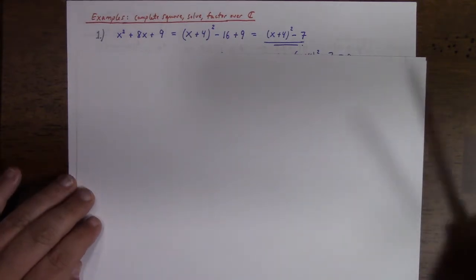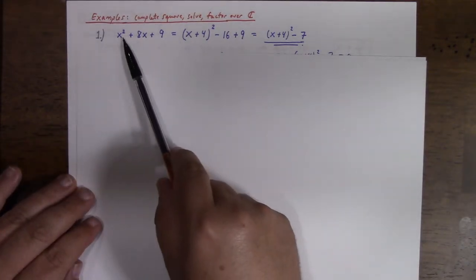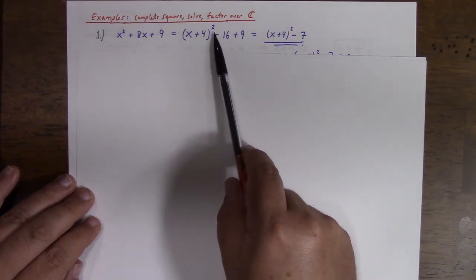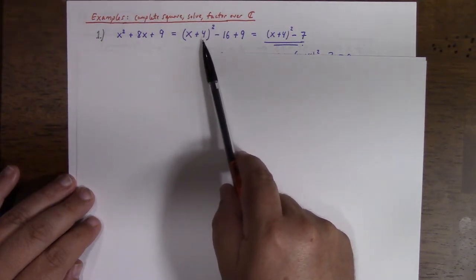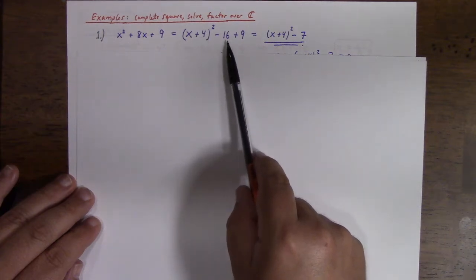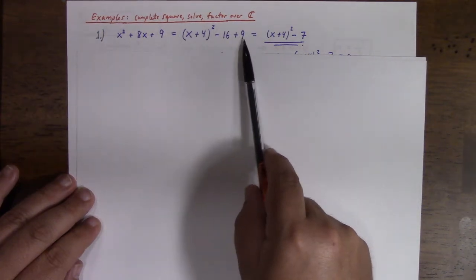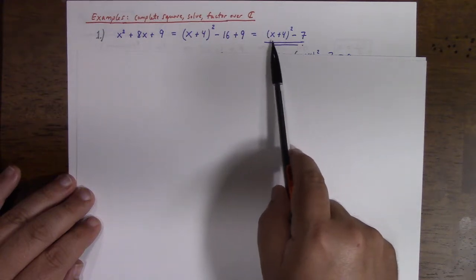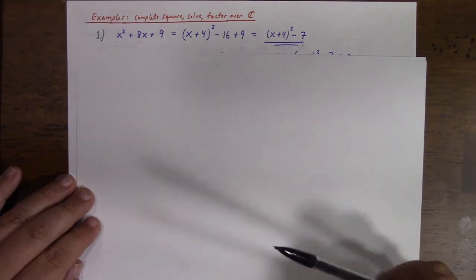So first of all, complete the square on x squared plus 8x plus 9. Half of 8 is 4, x plus 4 squared. Okay, so that means I have to subtract 4 squared, which is 16. Still have the plus 9. Well, 9 minus 16 is minus 7. So the minus, that means I'm going to have distinct real solutions.